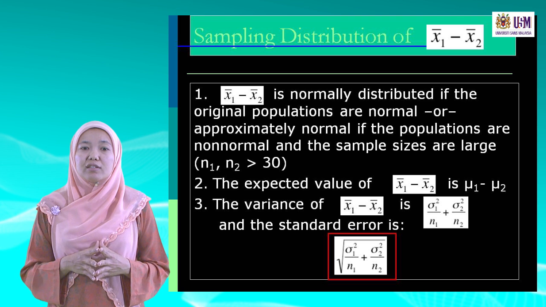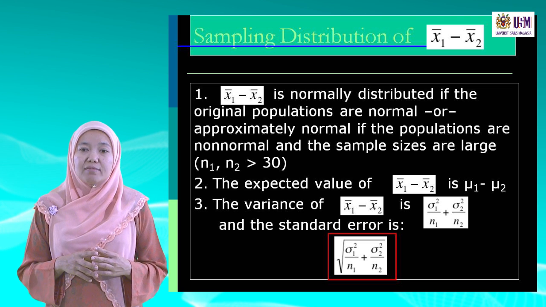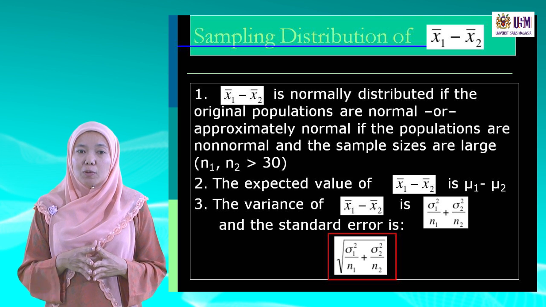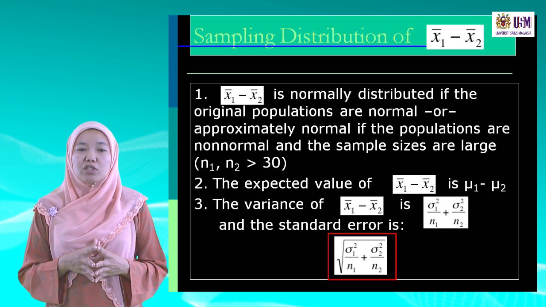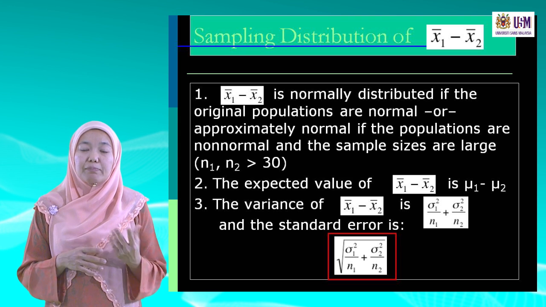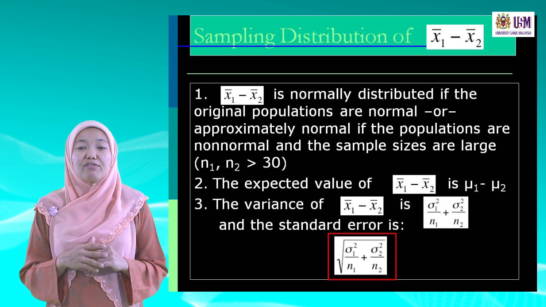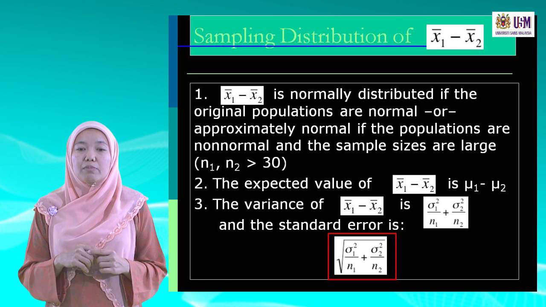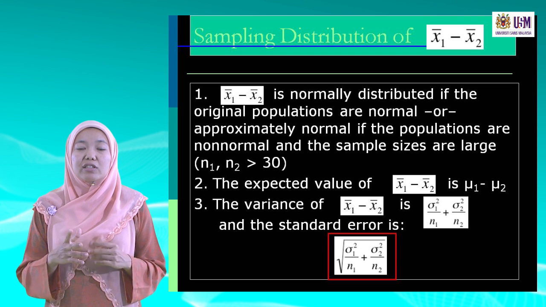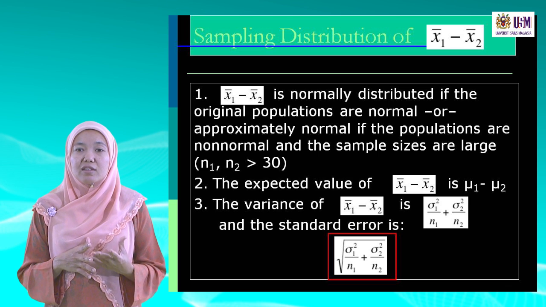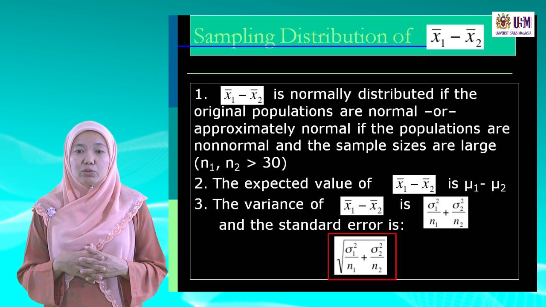The second assumption is that the expected value of x bar 1 minus x bar 2 is mu 1 minus mu 2. And the third sampling distribution assumption is that the variance of x bar 1 minus x bar 2 is sigma 1 squared divided by sample size 1 plus sigma 2 squared divided by sample size 2, and the standard error is the square root of sigma 1 squared divided by n1 plus sigma 2 squared divided by n2. So these are the underlying assumptions for x bar 1 minus x bar 2.